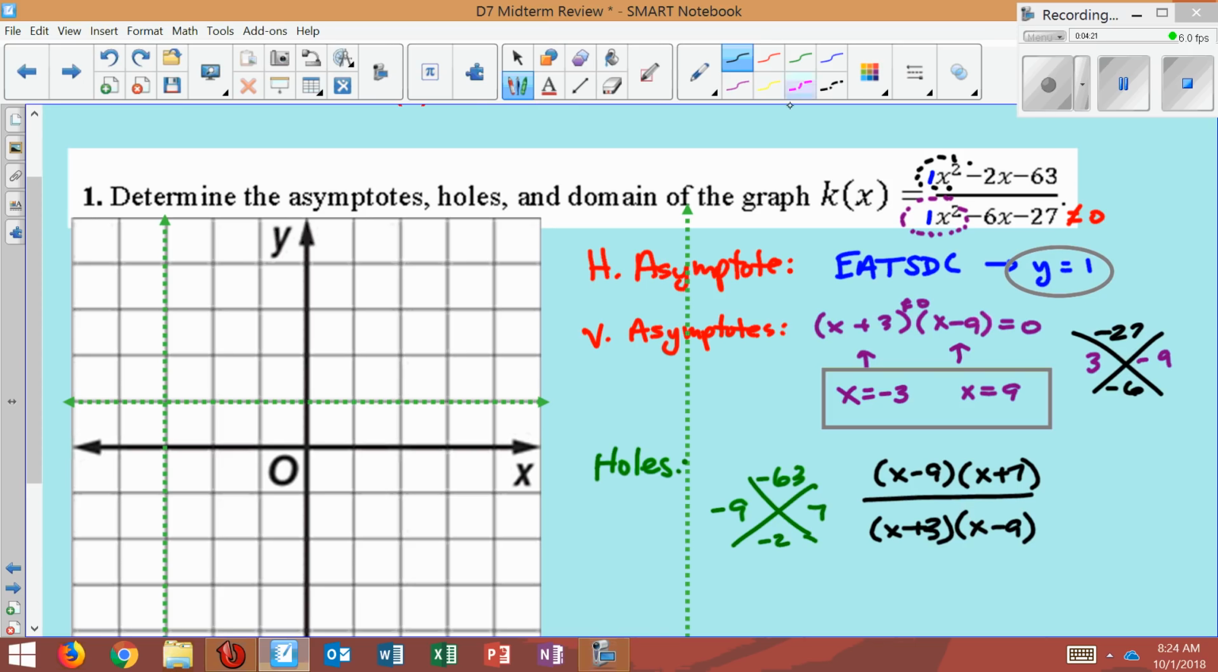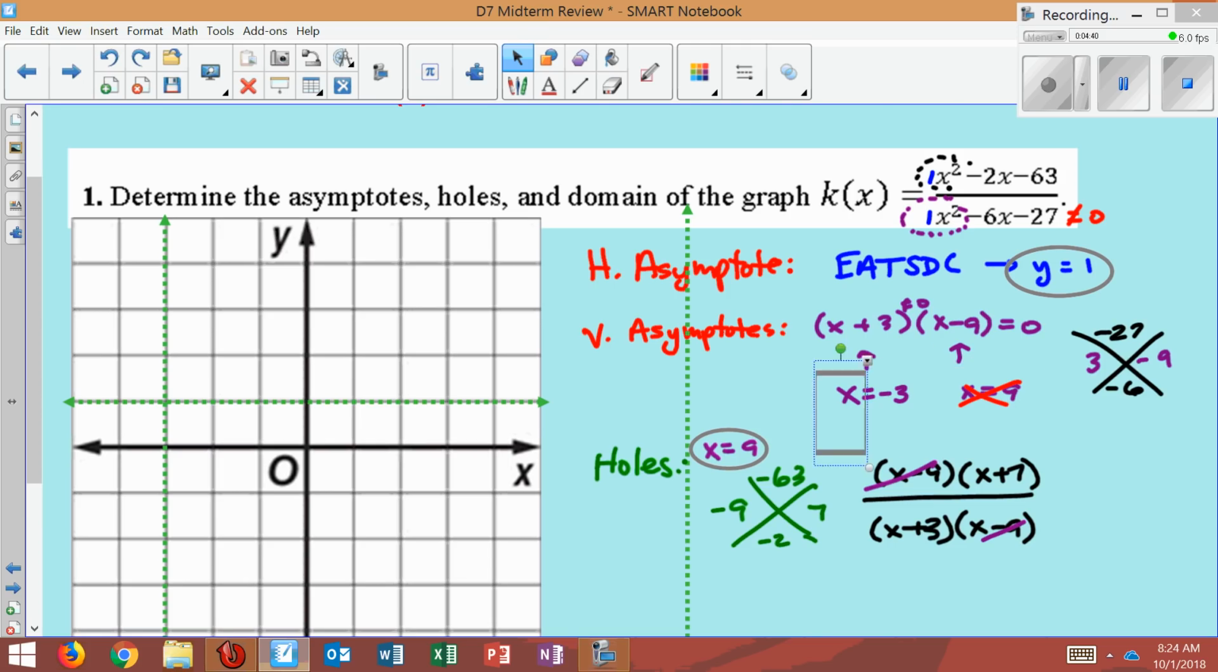So you see how the minus 9s cancel out here? That means x equals 9 is actually a hole. So I need to put that answer with it over here for a hole. And this one would not be a vertical asymptote there. That's a hole. So I'm going to change this answer to be like that. And so this line would not be there. I got ahead of myself.